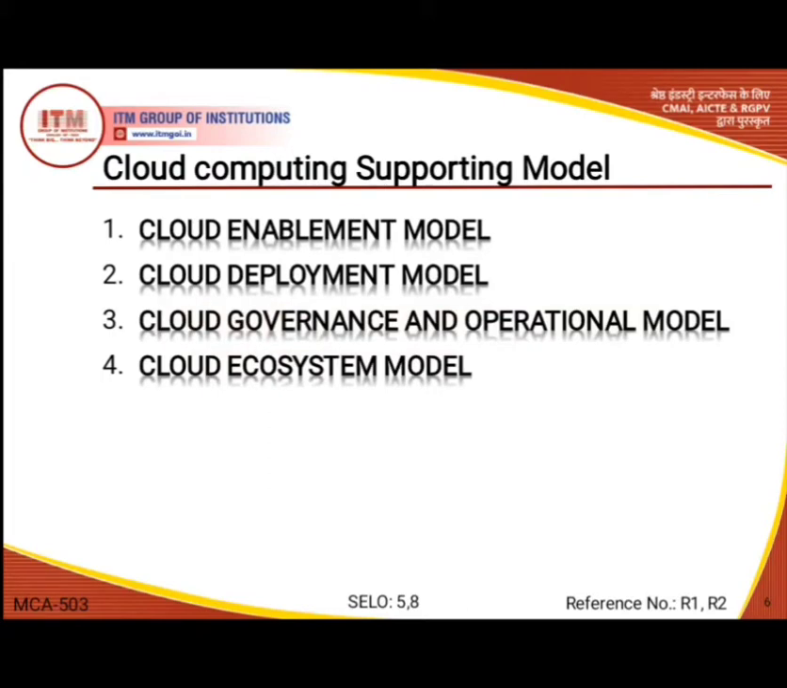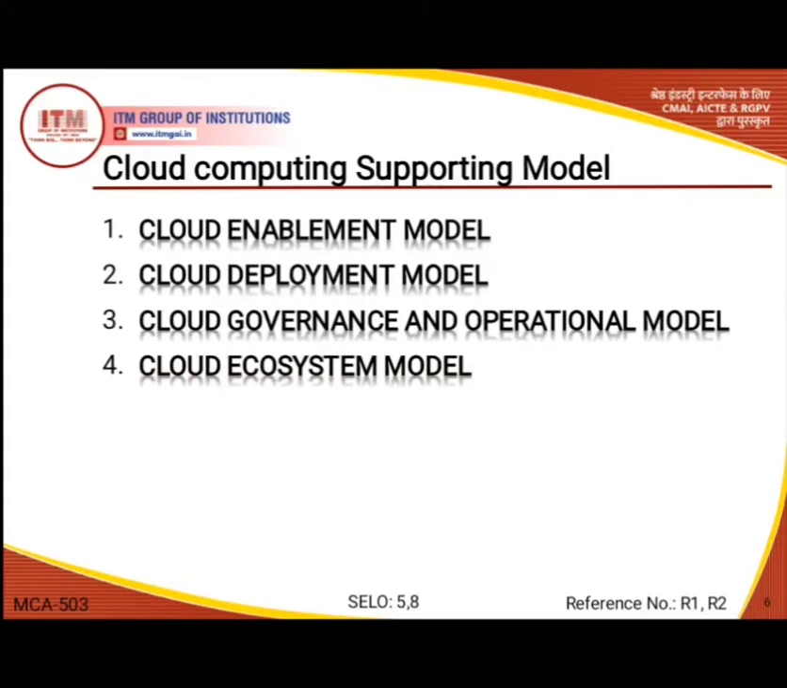This particular model basically describes the governance, security, operation, support system, management and monitoring requirements for cloud computing, to ensure that we have considered all the potential operational risks of adopting cloud for our enterprise. Okay, next one is the cloud ecosystem model.